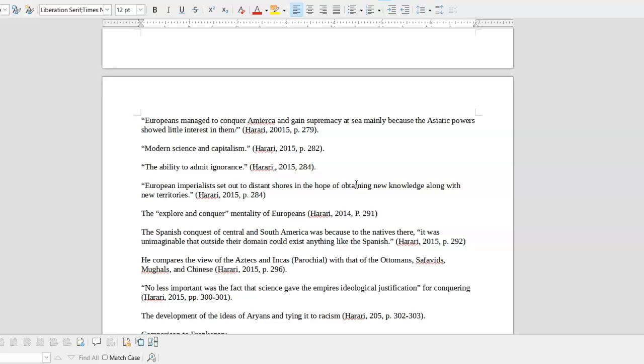European imperialists set out to distant shores in the hope of obtaining new knowledge along with new territories. So curiosity, again, is a big part of what drives Europeans and what drives them differently from Asian peoples and from the peoples of the Western Hemisphere. The explore and conquer mentality of Europeans, page 291.